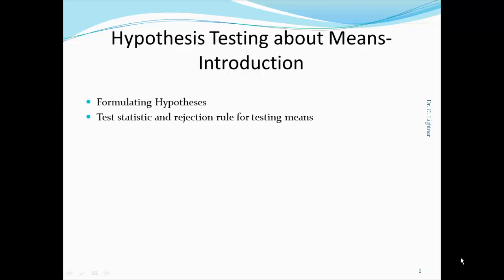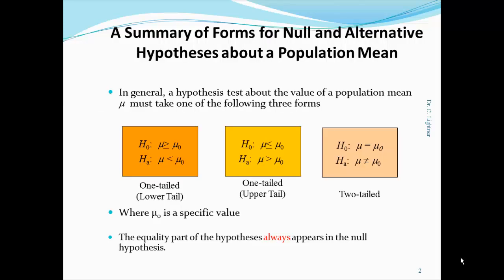An introduction to hypothesis testing about means. In general, a hypothesis test about the value of a population mean, mu, must take on one of these three forms. In the first box, we have a null hypothesis with the population mean, mu, being greater than mu0. Mu0 will denote a specific value in all of these hypotheses forms.